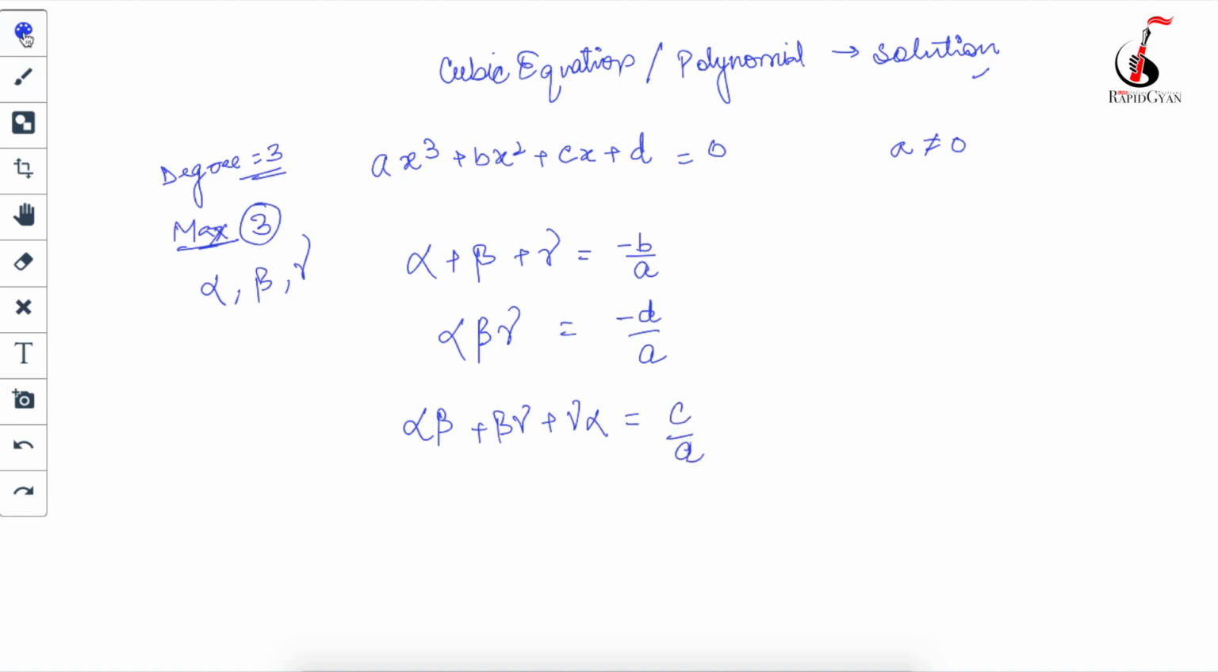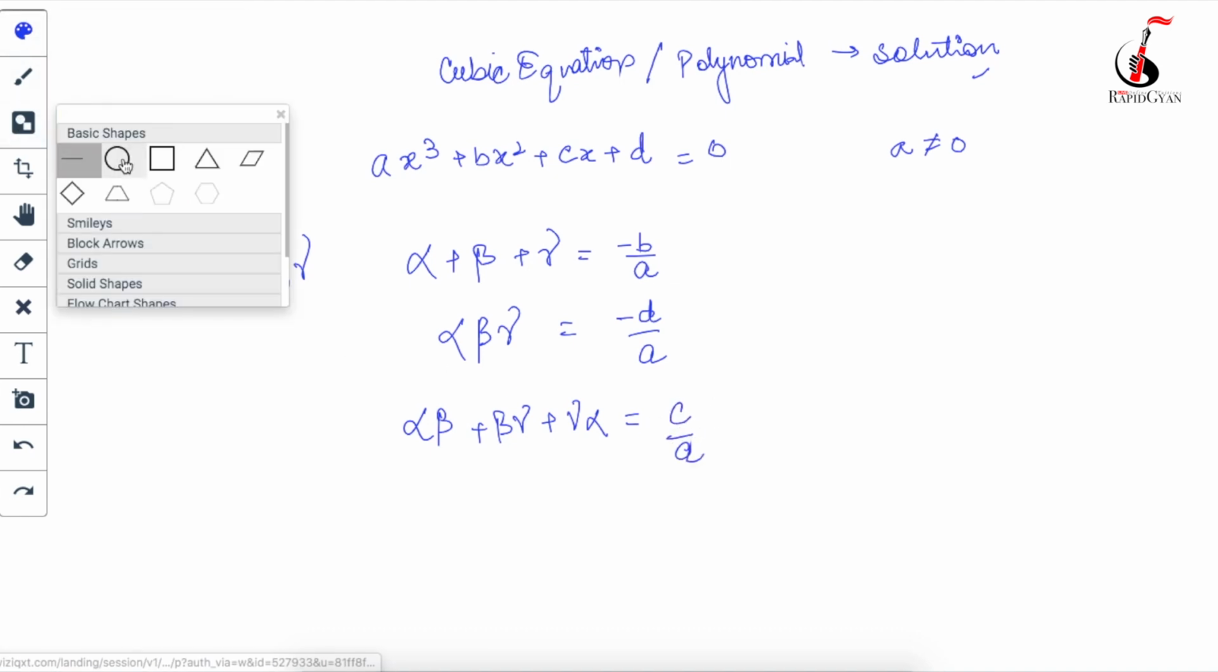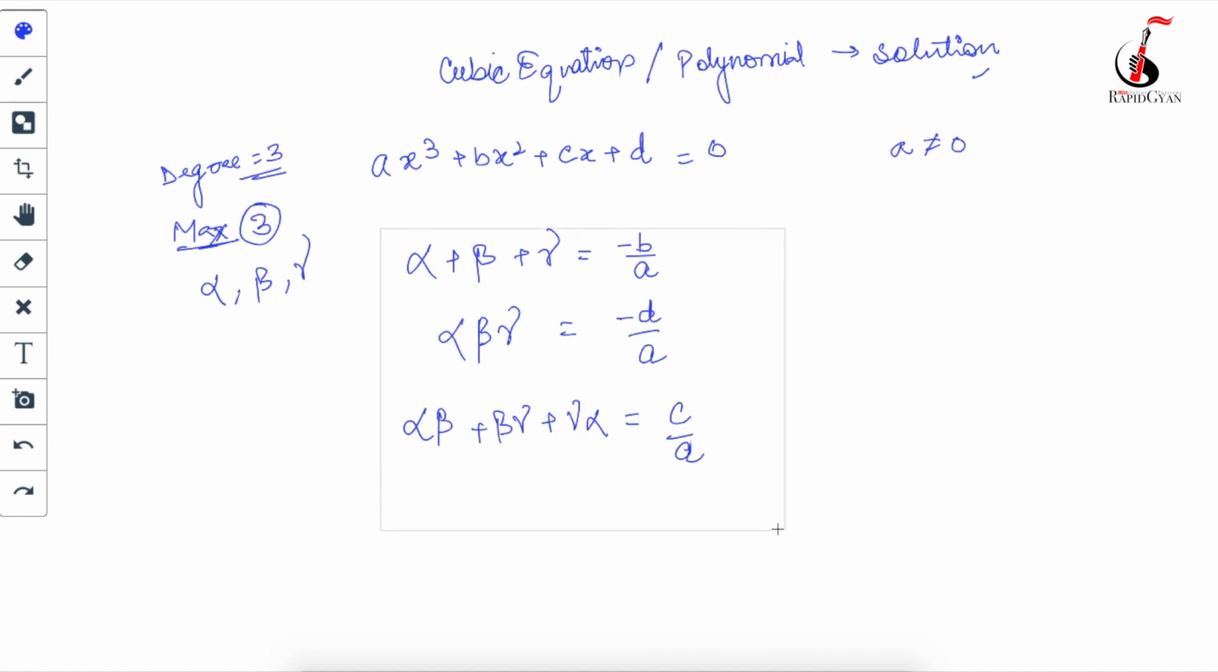So this is the relationship between the roots of a cubic equation, which you will have to remember before solving any question where you have to find the solution of a cubic equation. You must know these relationships between the roots. First memorize this. Now I'm going to tell you the trick.